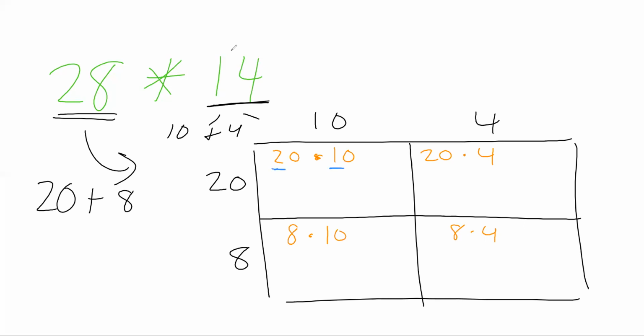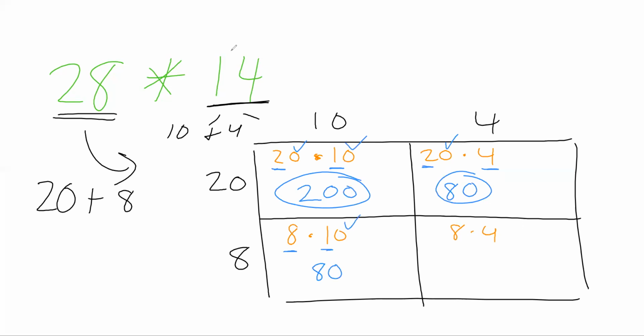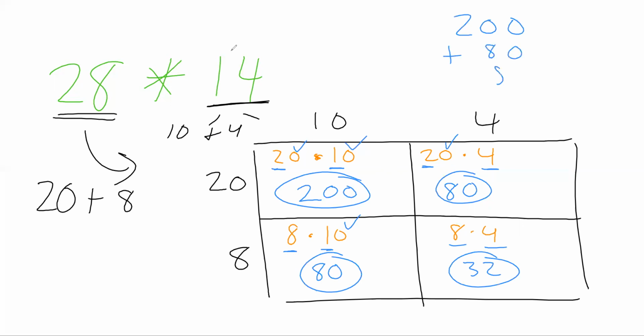So 2 times 1 is 2, and then I have 2 zeros, so that's 200. 2 times 8, or excuse me, 2 times 4 is 8, and I have 1 zero, so that's 80. 8 times 1 is 8, and 1 zero, so that's another 80. And 8 times 4 is 32. So now I have 4 numbers I've got to add up to solve this. So 200 plus 80 plus 80 plus 32.